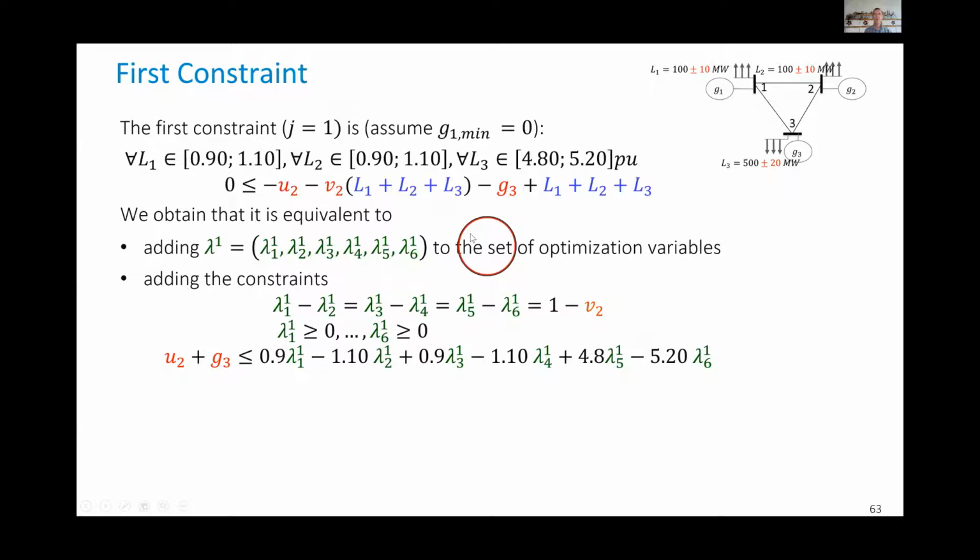Let's do it for the first constraint. So the first constraint is this one. It's saying that the value of G1, the resulting slack bus power, must be larger than or equal to 0. So then here, it means that, so this is the value of G2, this is the value of G3, and this is the sum of the loads. This is the constraint we obtain here.